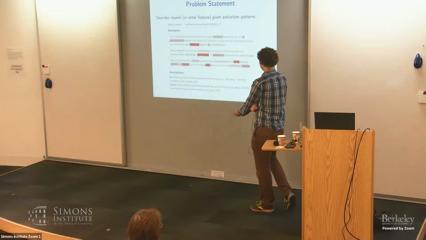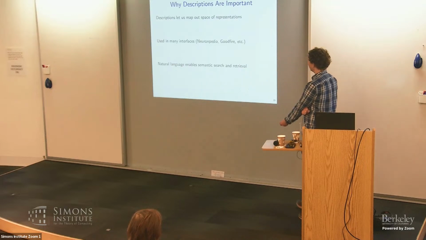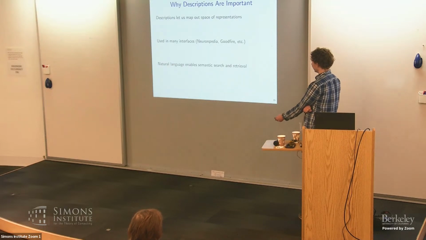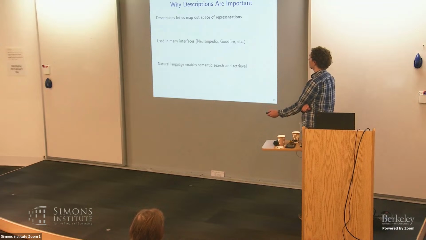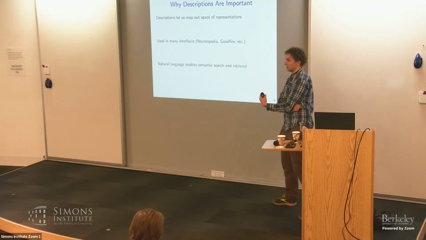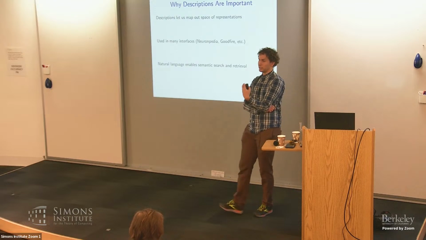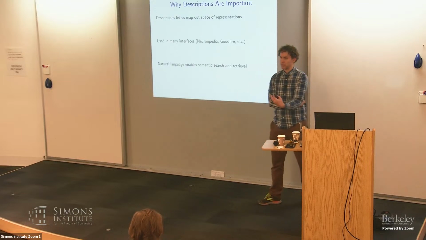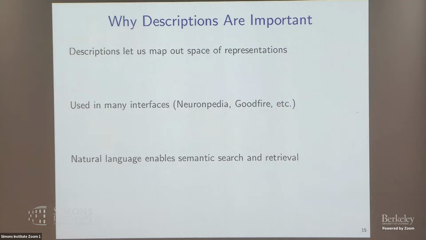Okay, I'm told I have 5 minutes left, so I will maybe go through this a bit quickly. Yeah, so these get used for a lot of things. They're used in many interfaces such as Neuronpedia. And also something that we'll see later in this talk is that once you have natural language, it enables you to do things like semantic search and retrieval that end up being quite powerful. This work also was led by Dami Choi, who is just finishing her PhD at Toronto before joining us.